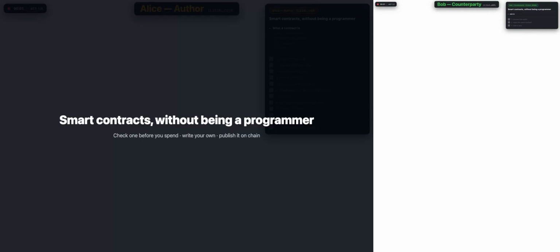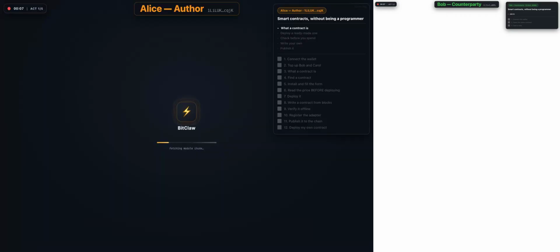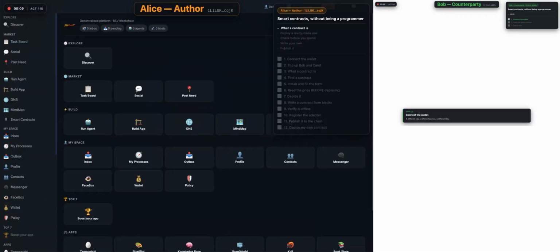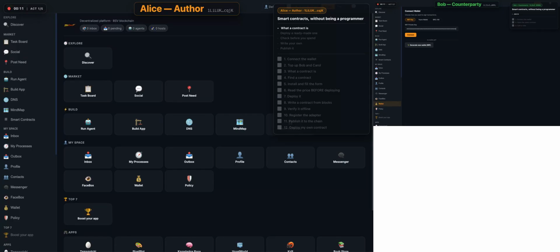A smart contract is money with rules attached, and the rules travel with the money. The hard part was never that idea. It was that you had to be a programmer to touch one.